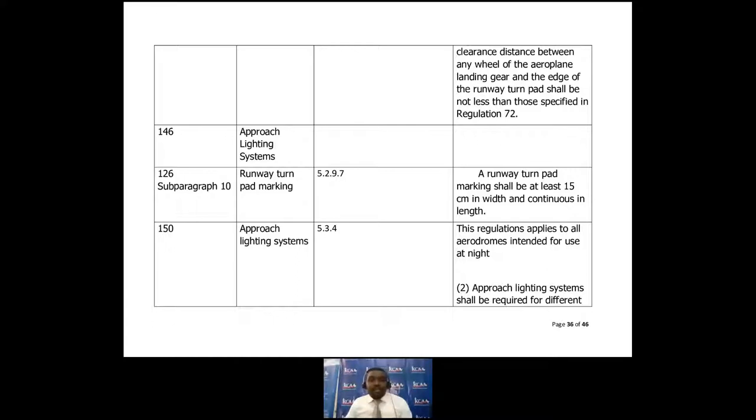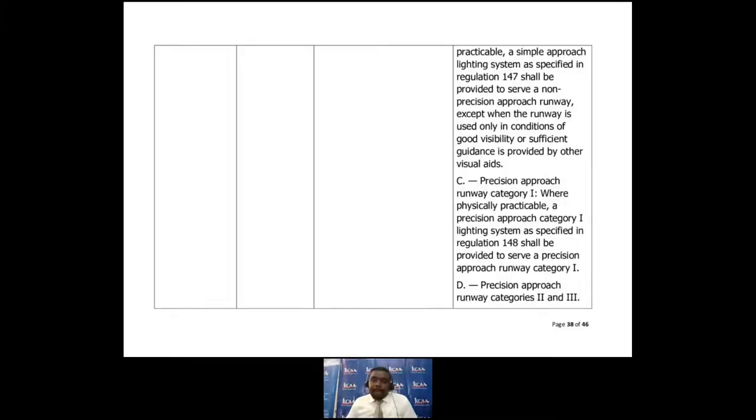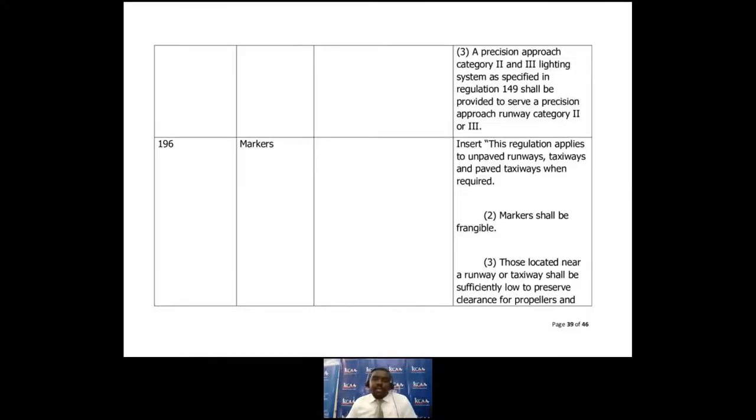Then regulation 150 on approach lighting system. These are the requirements. The regulation applies to all aerodromes intended for use at night. And then approach lighting systems shall be required for different types of approach runways as follows. So there is a non-instrument runway, and then non-precision approach runway, and then precision runway: precision approach runway category one and the precision approach runway categories two and three.